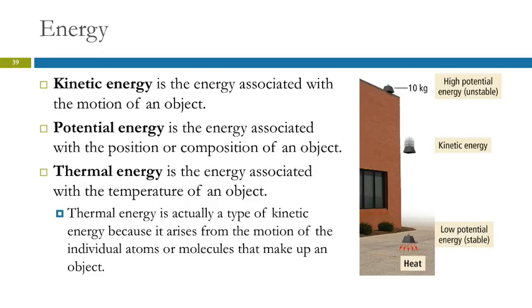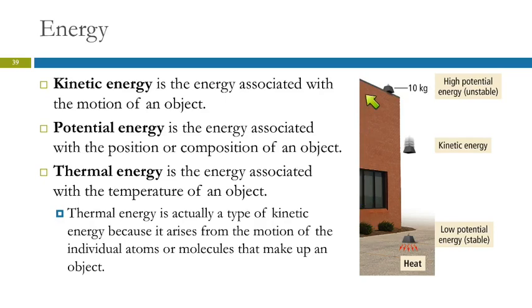There are different types of energy. I told you, we like to classify things. So two broad categories are kinetic energy and potential energy. Kinetic energy is the energy associated with motion. Something in motion has kinetic energy. Potential energy is associated with the position of the object or with its composition.